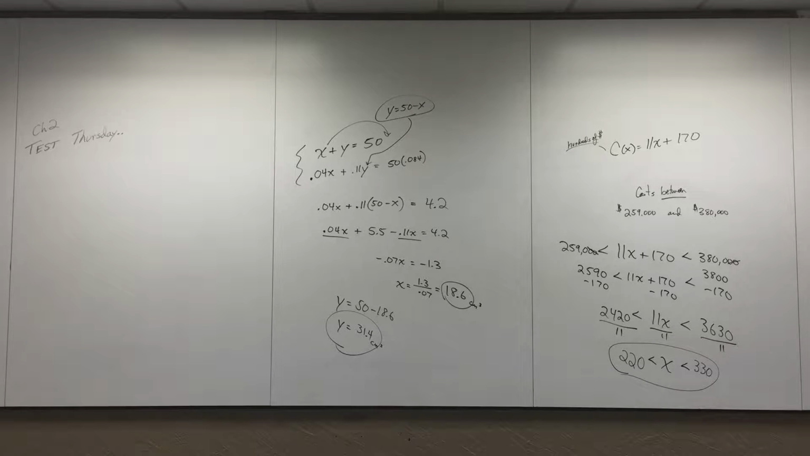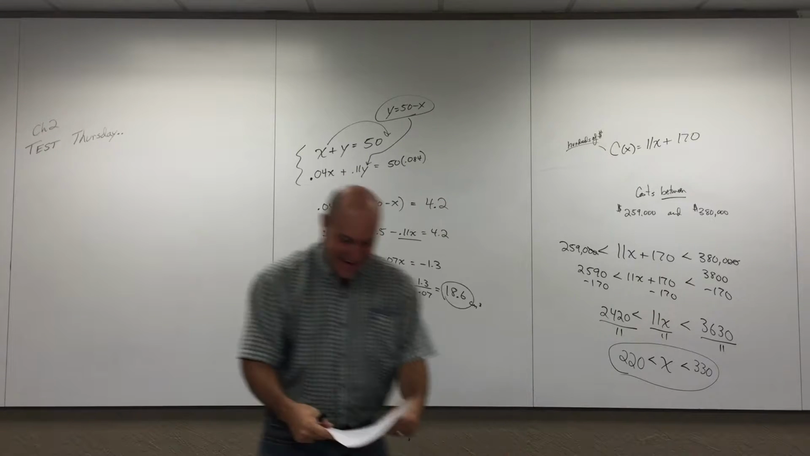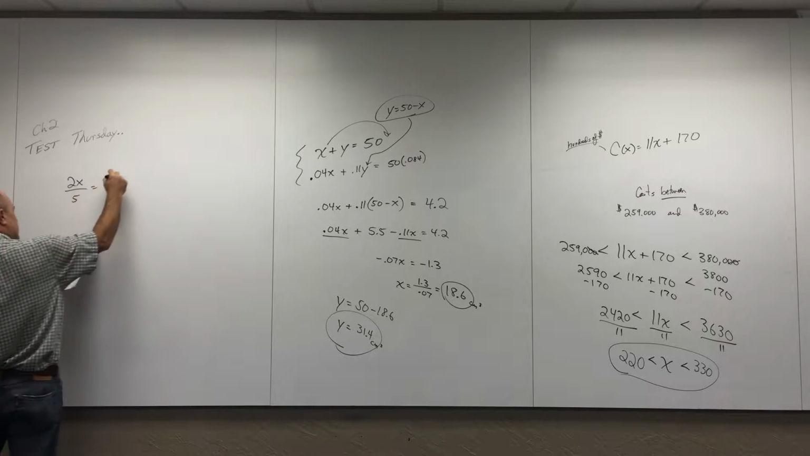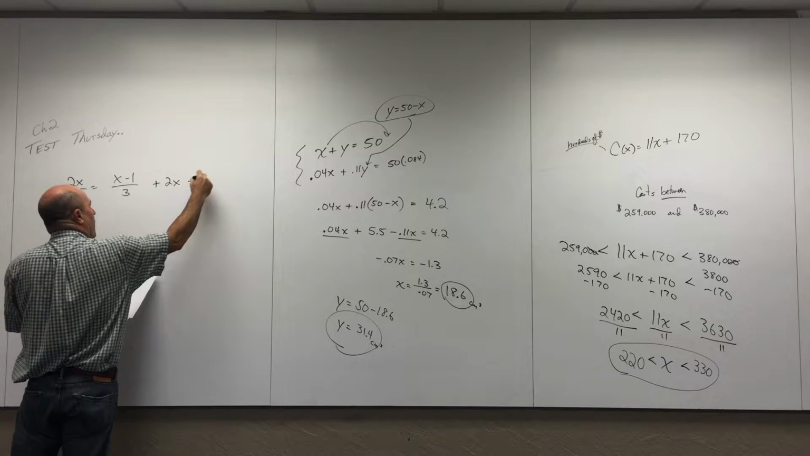Not nobody, but almost nobody. Check out this first problem. So it's 2x over 5 equals x minus 1 over 3 plus 2x plus 4.